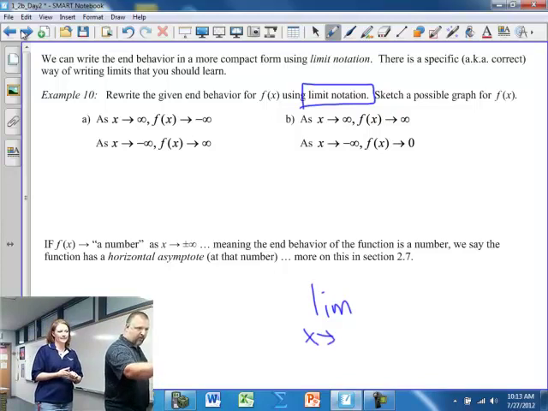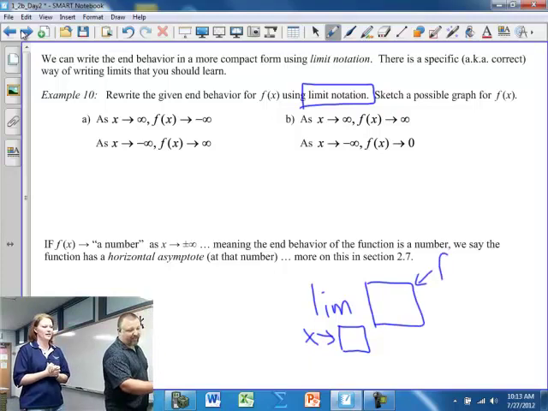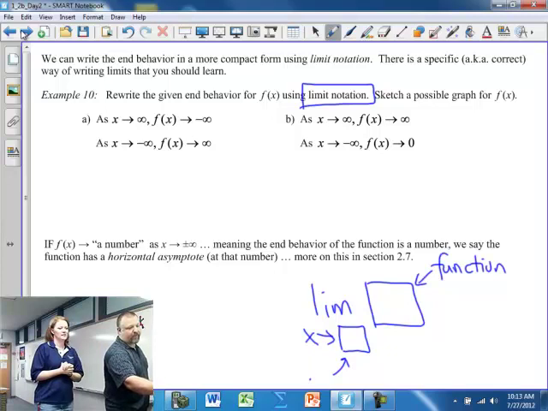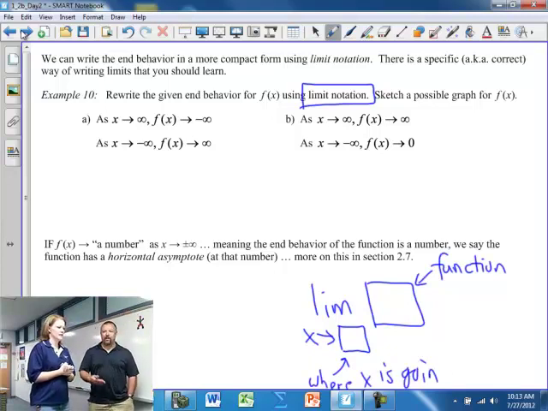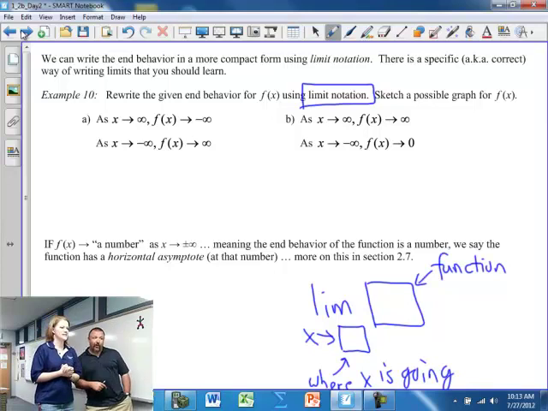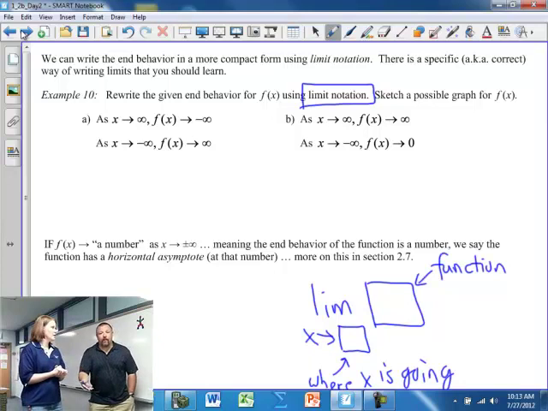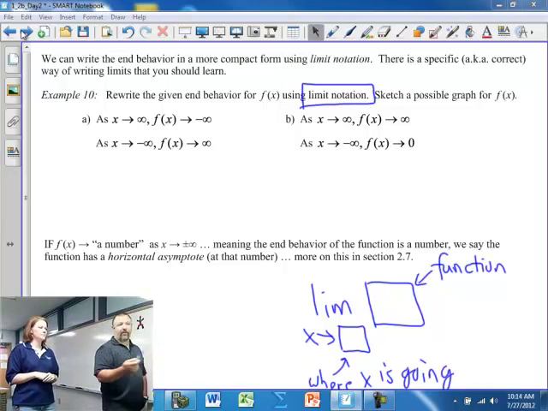But there's some specific notation that you should get used to. If you were going to just plug some things in, this would be what you have. You have the word limit, and right below it, it's going to say x arrow, which means x is going somewhere. It could be a number. In our case, it's going to be positive or negative infinity every time. So that'll be the same.